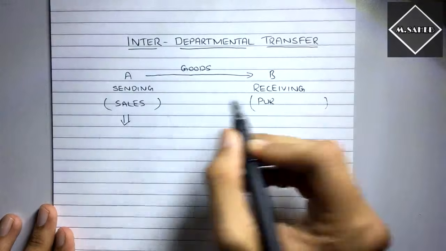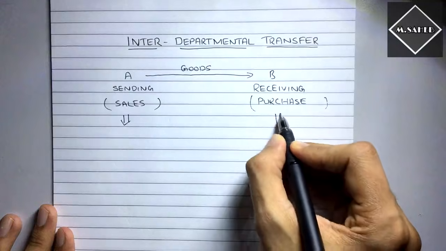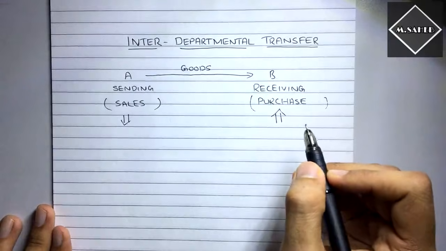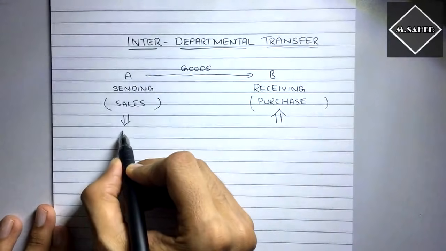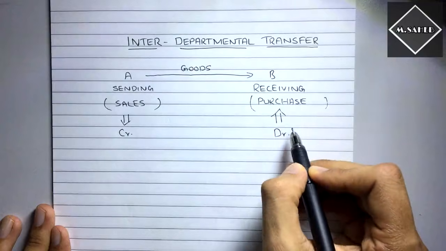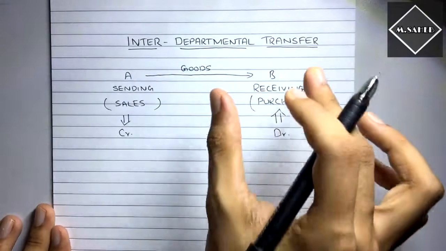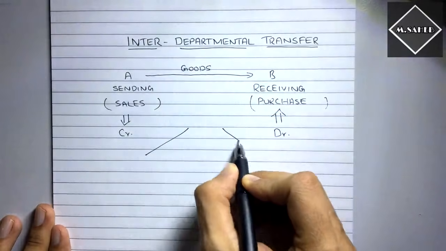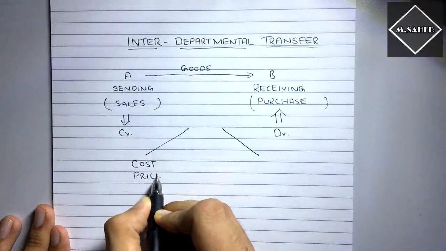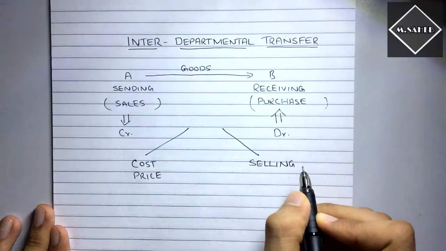Simple. Here sales and here purchase, okay? Because here the goods are coming in, so it will consider this as purchase. And here you have to credit and here you have to debit, because we always debit the purchases and we always credit the sales. And this interdepartmental transfer can happen either at cost price or at selling price, okay? We'll see both the cases later in the problems.